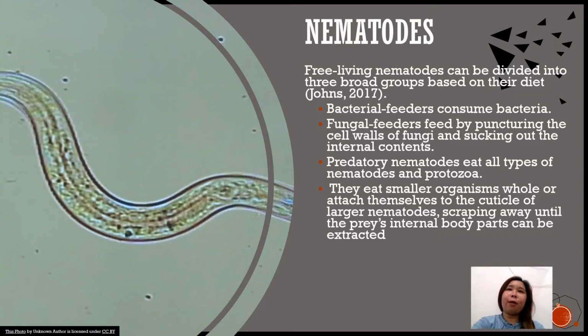And the last one, the predatory nematodes eat all types of nematodes and protozoa. They eat smaller organisms whole or attach themselves to the cuticle of larger nematodes, scraping it until the prey's internals can be extracted.